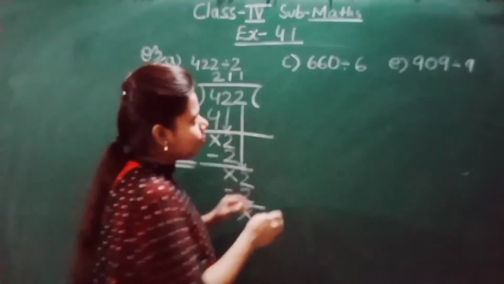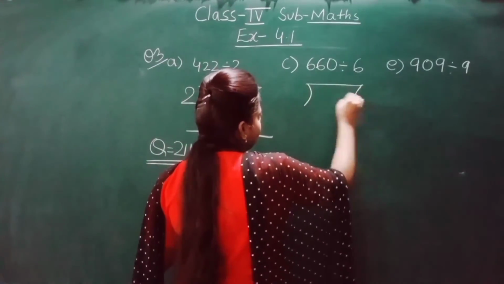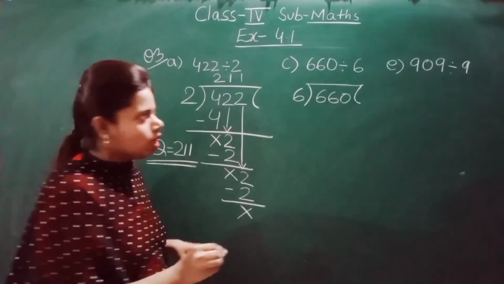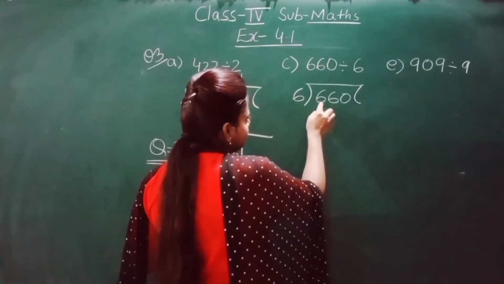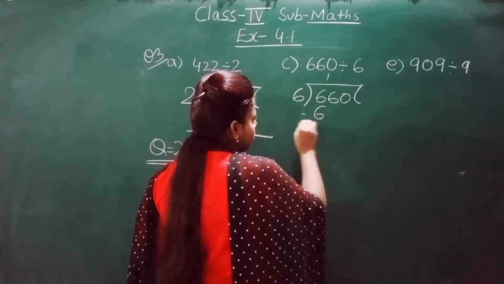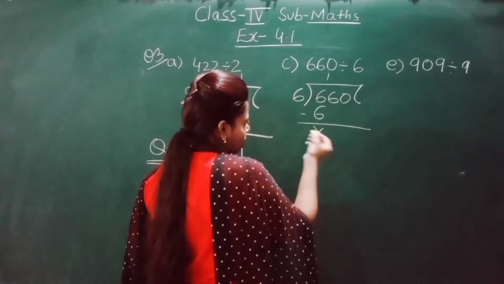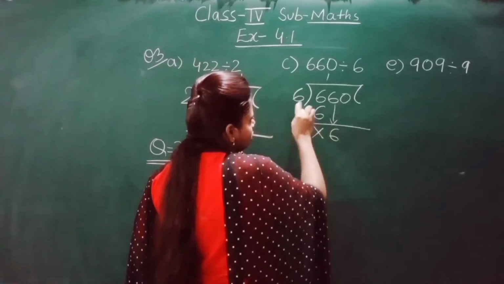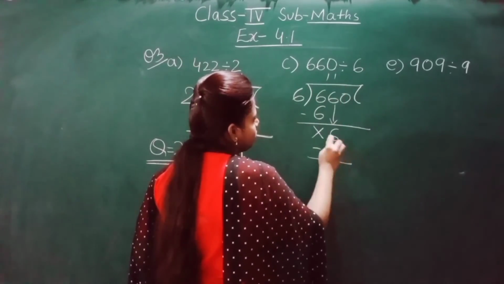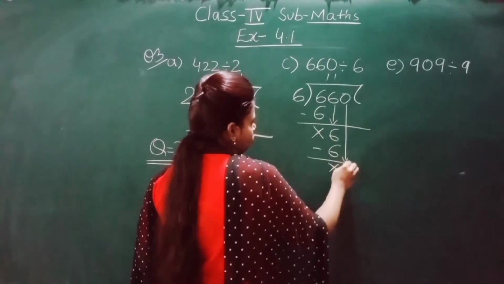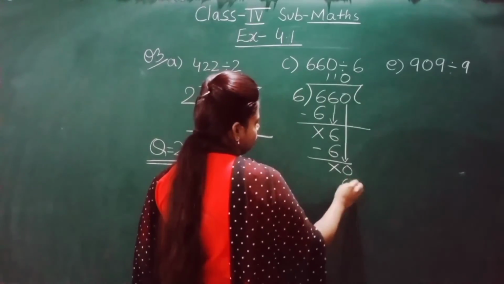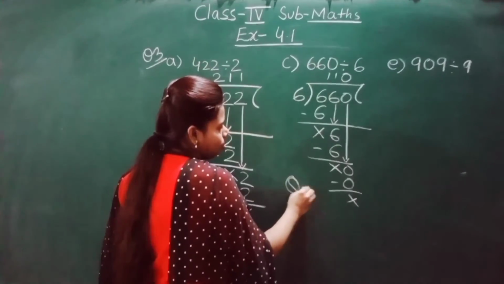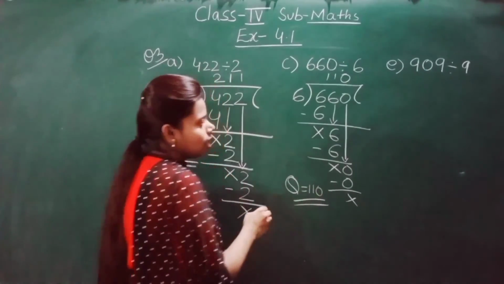Now let's move to C. Dividend will be inside, divisor will be outside. So 6, how much is 6? 6 ones are 6. 6 minus 6 is 0. I have already said you can put a cross or you can write 0. Bring this 6 down. 6 ones are 6. 6 minus 6 is 0. Bring this 0 down. 6 0s are 0. So what is the quotient of this? 110. So this is the answer.